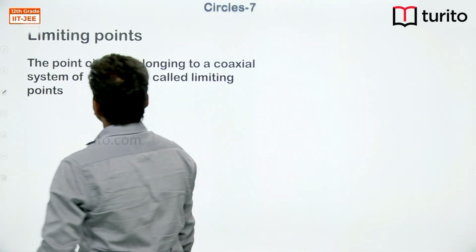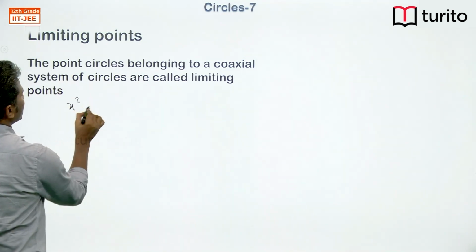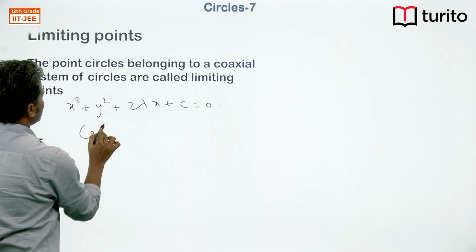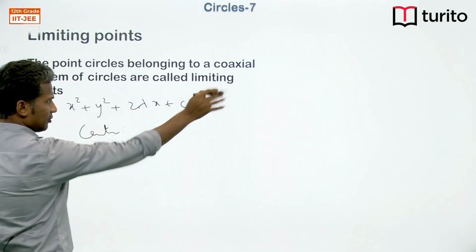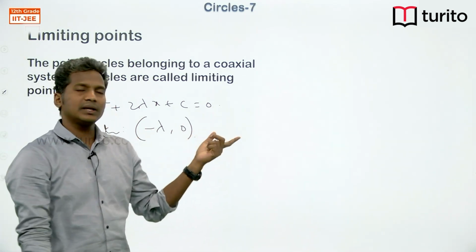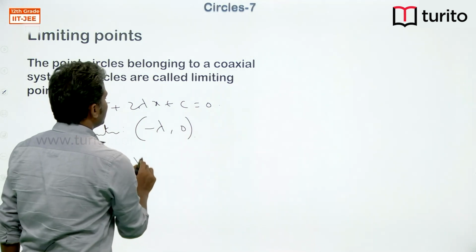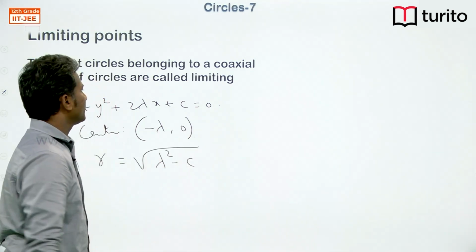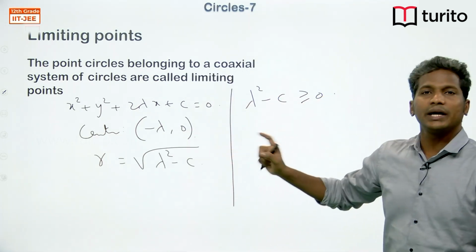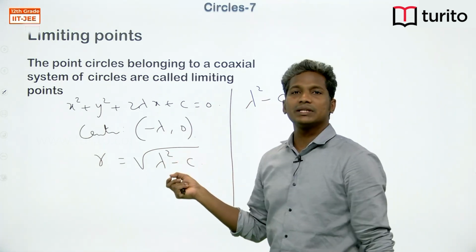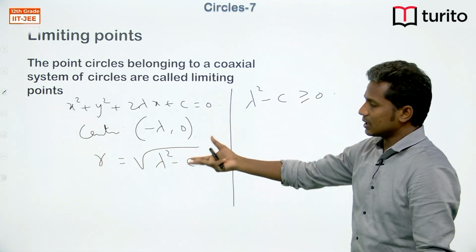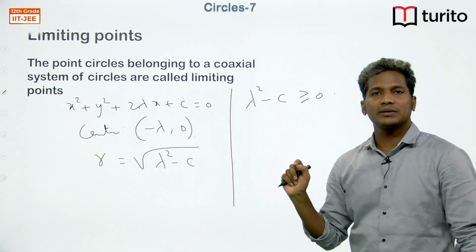Now, coming to the limiting points case, if we take the same equation, which is x square plus y square plus 2 lambda x plus c equal to 0, the center of this entire family of circles is going to be minus lambda comma 0. Because lambda is a parameter, it will change. Now, the radius will be square root of lambda square minus c. Here, lambda square minus c must be non-negative for the radius to be a real number, because if the value under the square root is negative, the radius will come out complex, which means circles are non-existent. So for circles to exist, lambda square minus c must be non-negative.